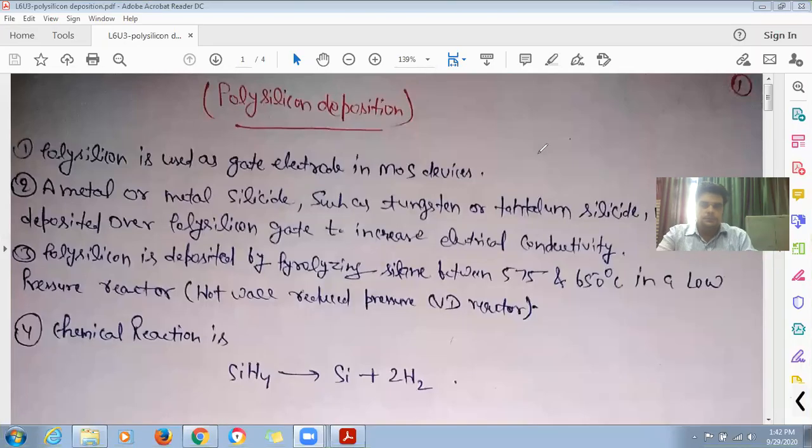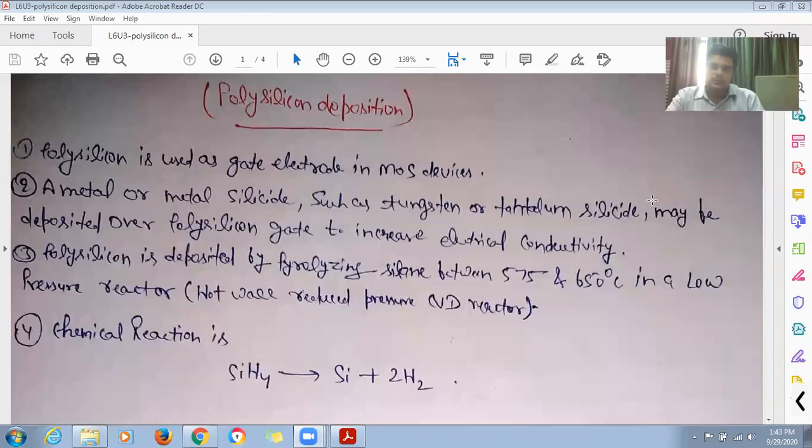Hello students, in the series of lectures in the subject VLSI technology, today we will discuss deposition of polysilicon. In the previous lecture, we discussed the process of deposition and we discussed four types of reactors that are being used for the deposition of various components, such as polysilicon, silicon dioxide, silicon nitride, and all that.